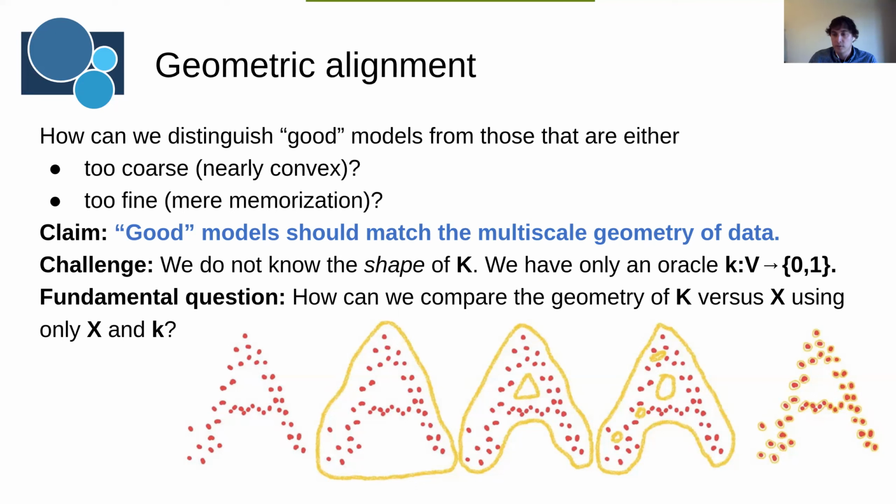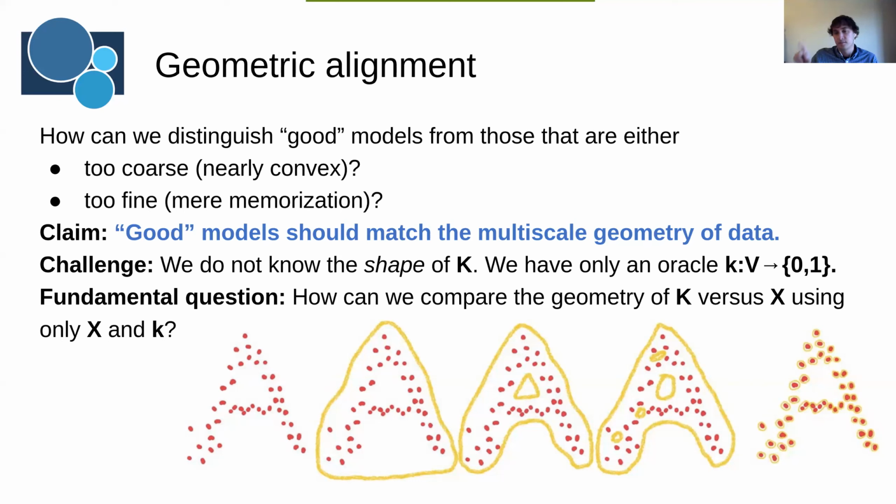So what we need to do is, first of all, make sense of what the heck is multiscale geometry of data. I will describe to you what I mean by that. I don't assume that you know what that means. And hopefully convey to you the problems that come from models which are either too coarse or too fine. So if you look at the bottom here, we have this data set, capital A.